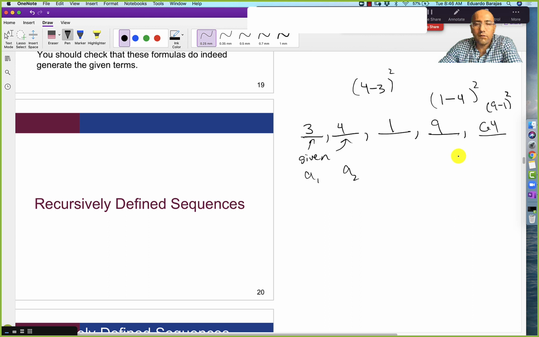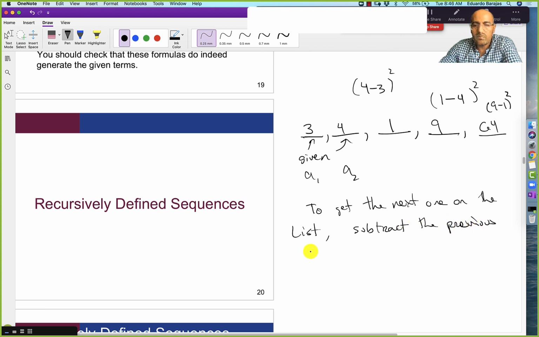Good. So the rule is subtract the previous two values on the list to get the next one, then square them.